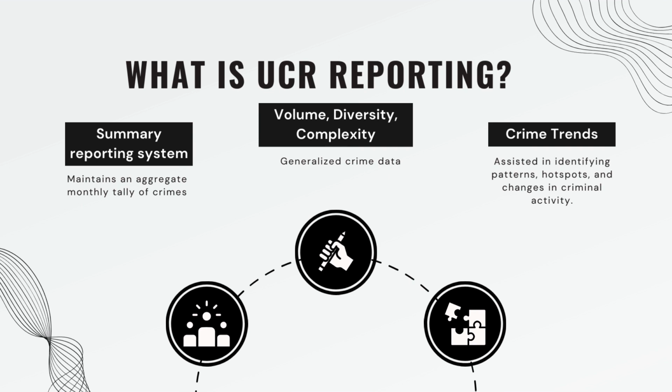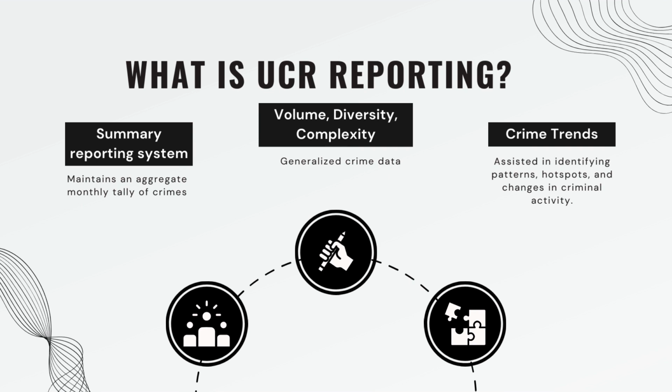What is UCR reporting? So first, the UCR used the system of a summary reporting system. Basically, this means that they kept a monthly tally of crimes in a summarized version. They maintained focus on volume, diversity, and complexity. This created a very generalized crime data statistic.